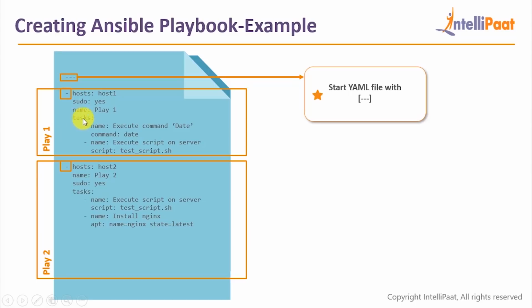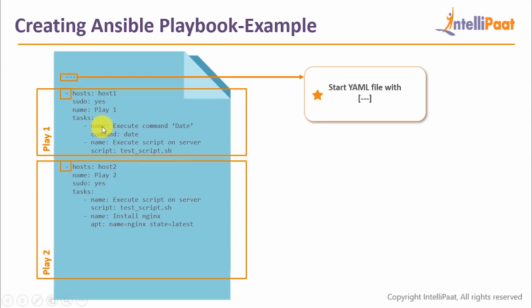As you can see, you have tasks over here, and the first task that we have is execute command date. This is the descriptive name of the task, so this does not get executed. This could be any string that you want to give. Second thing is you'll have to pass the command. What command has to be executed on the terminal? That same exact command you have to mention here. Then the second name is execute script on server. What is the script that you want to run? test_script.sh. This is the script that I want to run.